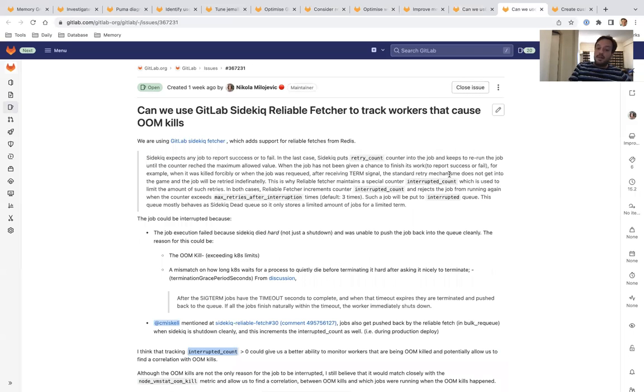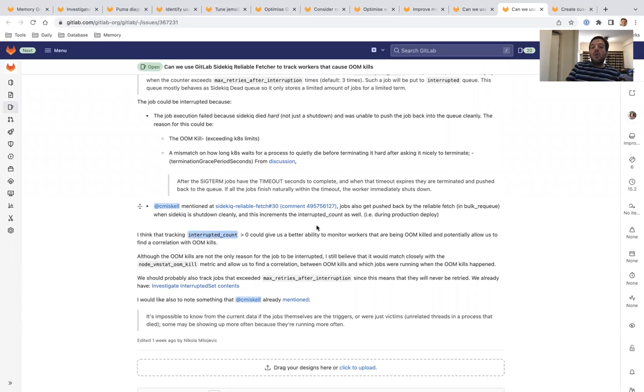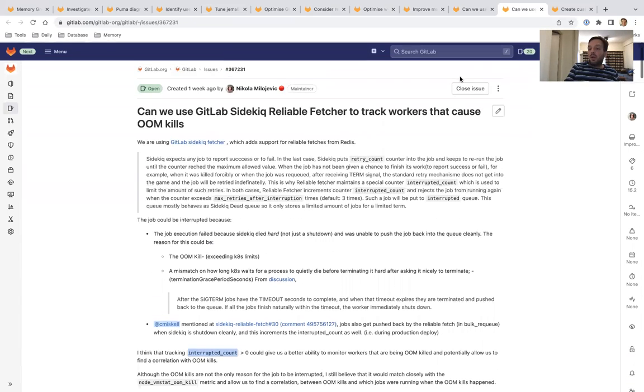The second way of addressing this is to use the GitLab Sidekiq reliable fetcher. This is an add-on on Sidekiq that allows us to track the interrupted count, to track how many times workers have been interrupted. For example, when the Linux out-of-memory killer gets in, interrupts the process and kills the pod. So we will investigate this as well.